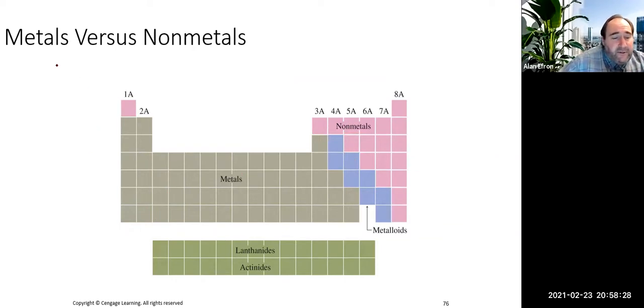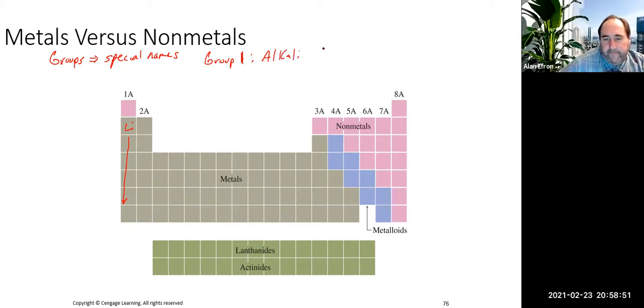In addition, there are certain groups that have special names. Starting in group 1, which is our lithium and down, that is what is known as the alkali metals. Right next door is group number 2. Right here, we have beryllium, magnesium, and so forth. That is our alkaline earth metals.